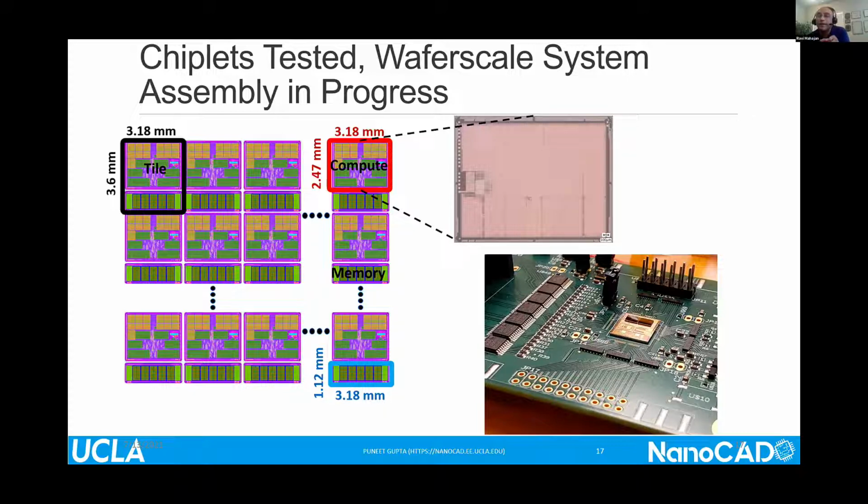Puneet, not specific to this, but there have been a couple of good questions in the chat. Maybe I can. First, this goes back to an earlier slide. What is the silicon overhead for multiple chiplets, and does your cost calculation take that into account?